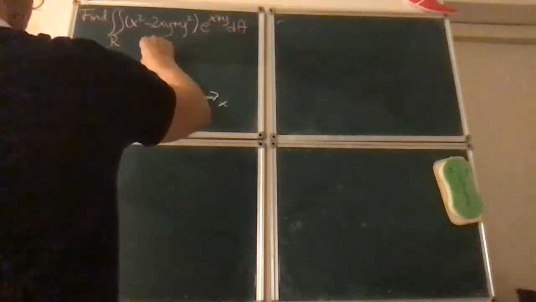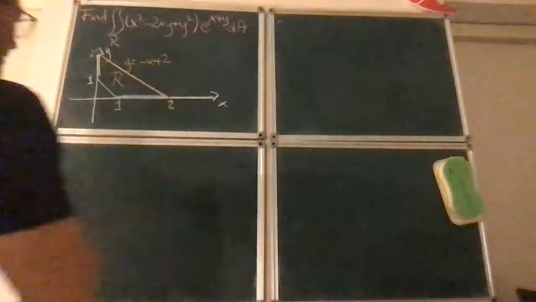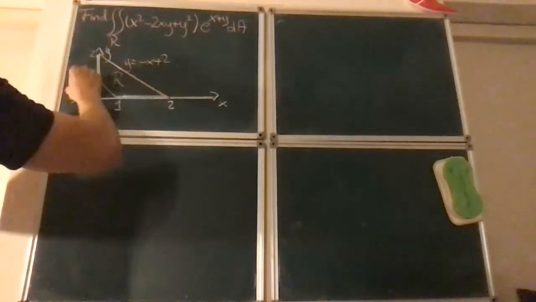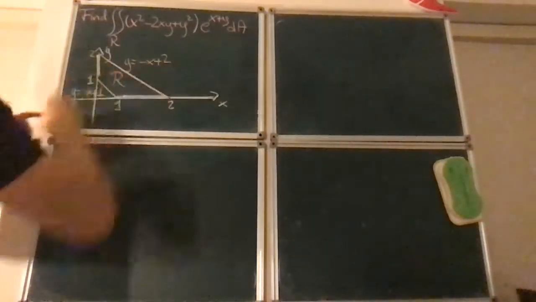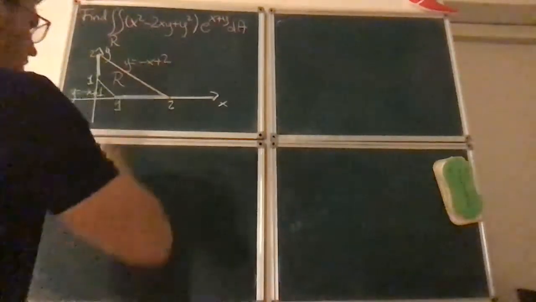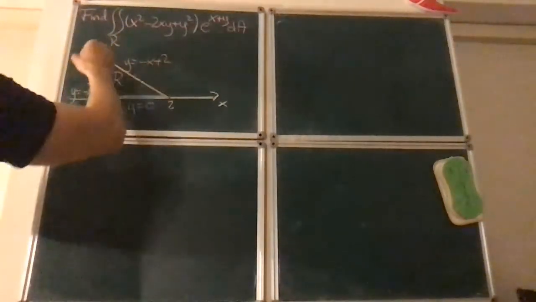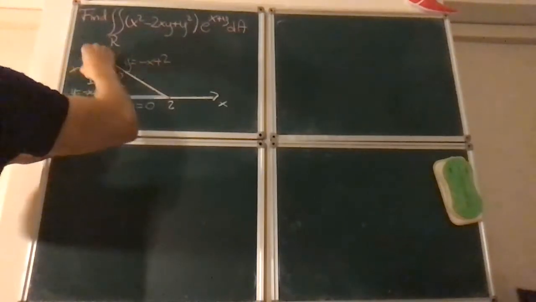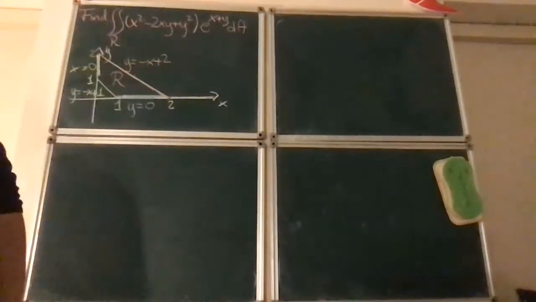Well, this is the line y equals minus x plus 2. The green line is y equals minus x plus 1. What's the blue line? That's part of the line y equals 0. And what's the yellow line? That's part of the vertical axis, so that's x equals 0. So those are the four equations that you are trying to understand here.